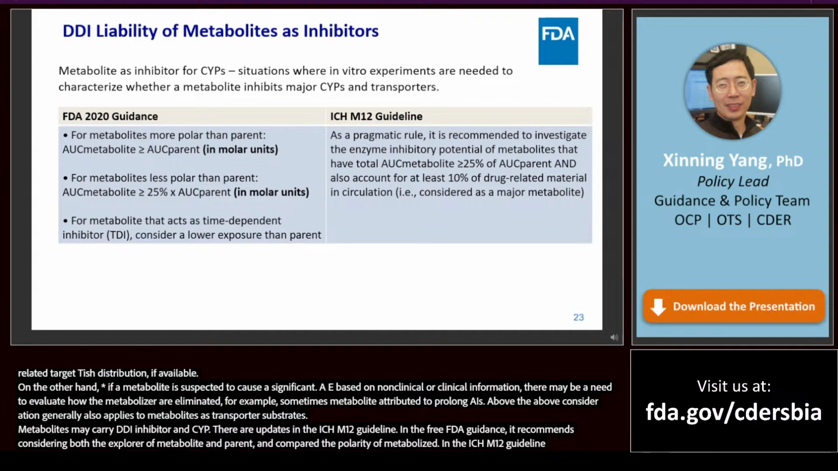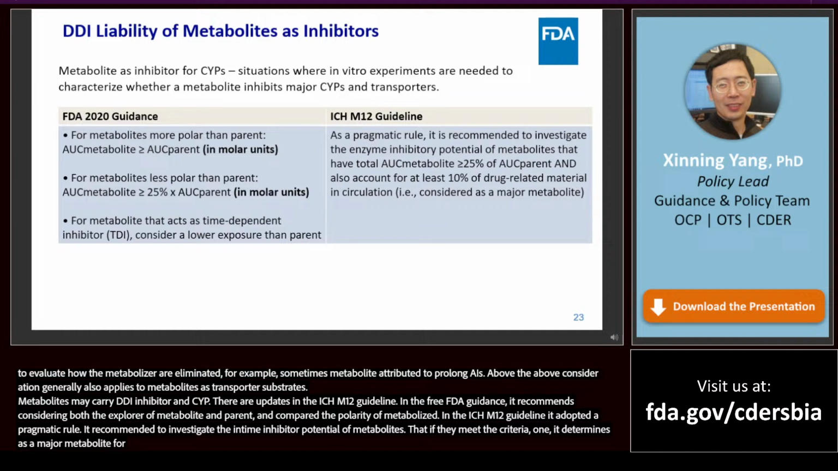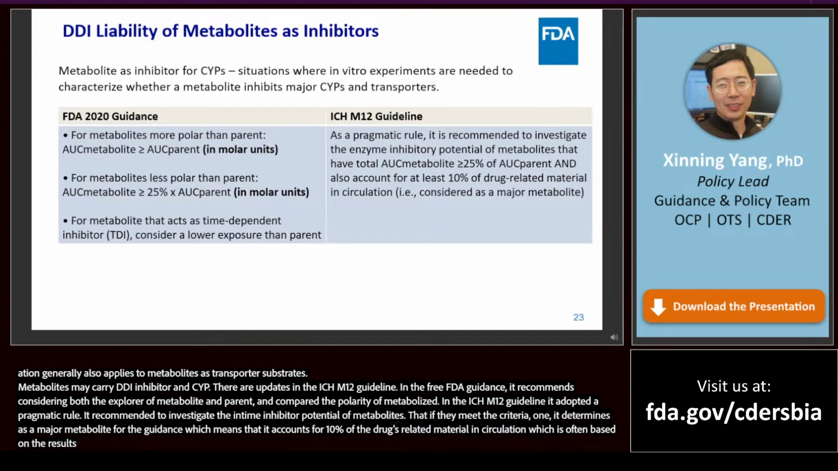It recommends evaluating a metabolite's inhibition of CYP or transporters if the metabolite meets both criteria. One is that it is determined to be a major metabolite per the MIST guidance, which means that it accounts for at least 10% of the drug-related material in circulation, which is often judged based on the results from a mass balance study. And also the metabolite has an AUC of 25% or more relative to the parent drug.